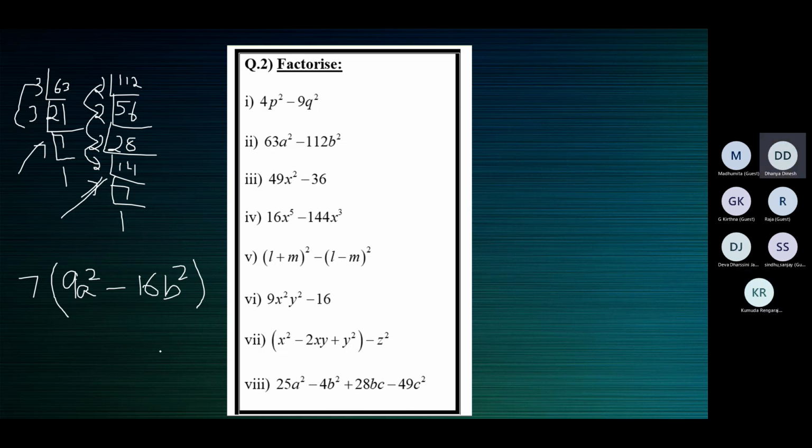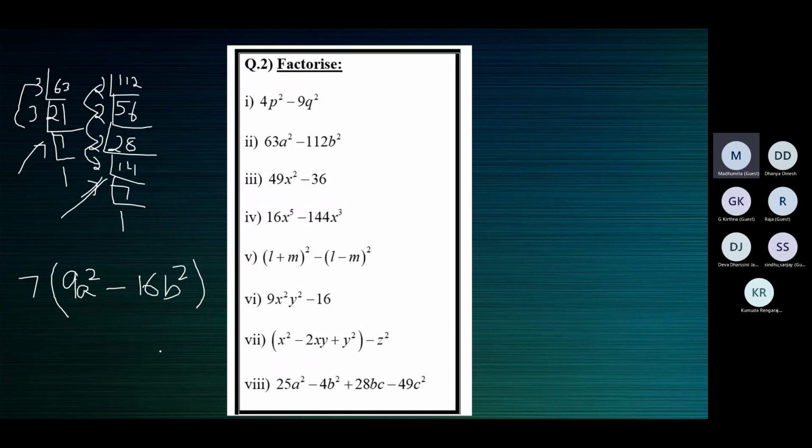Ma'am, 4 is common between that, ma'am. Only 4? Check. Ma'am, 16 is common, ma'am. 16 is common. I don't know if anything else is common. Take out the common factor and tell me what you get in the bracket.